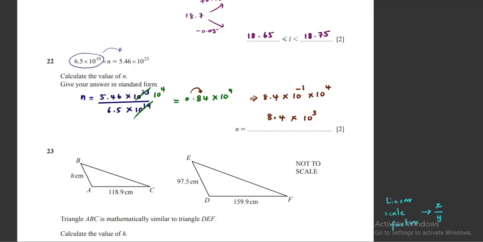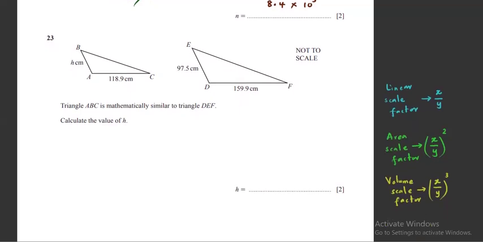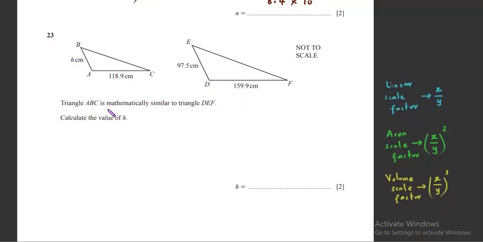Let's move on to question 23. Triangle ABC is mathematically similar to triangle DEF, and calculate the value of H. When two shapes are mathematically similar, we say that the angles are equal and the ratio of the sides are proportional, or we say that the ratio of the sides are equal, or we say that the sides are proportional, which means the side that is matching with this 118.9 is this side, that is 159.9.